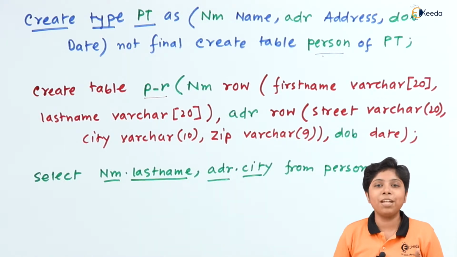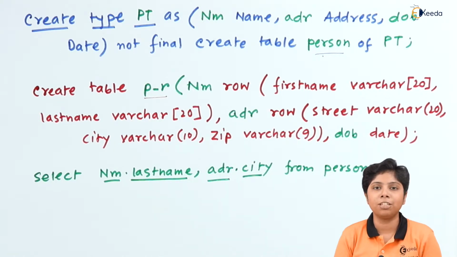Now we can even have methods in a structured type. That is the main advantage of having the structured type, that it does not only contain the data, but it can also mention the methods for it. That means what are the behaviors associated with the data.